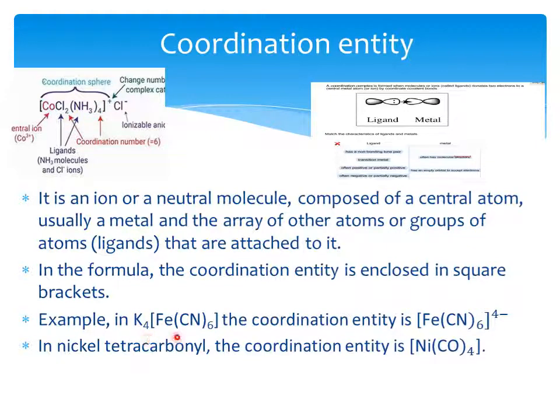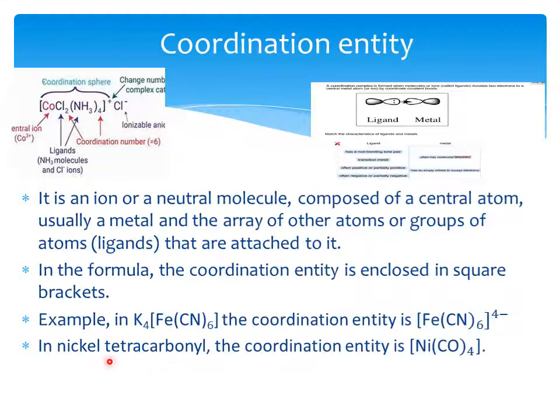As an example, they have taken K4[Fe(CN)6], that is potassium ferrocyanide. In that the coordination entity is nothing but the metal atom and the ligands enclosed inside the bracket. That is, the coordination entity is [Fe(CN)6]4-. When it ionizes, it gives 4K+ and [Fe(CN)6]4-. What is inside the bracket is called the coordination entity.